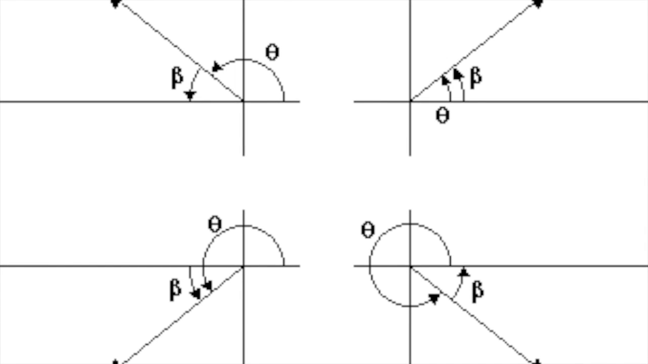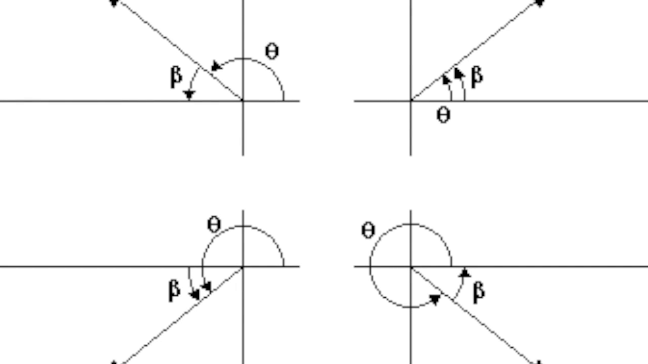Finally, we have the image on the bottom right. The terminal side of theta falls in the fourth quadrant. Theta prime can be found in this case by subtracting theta from 360 degrees.